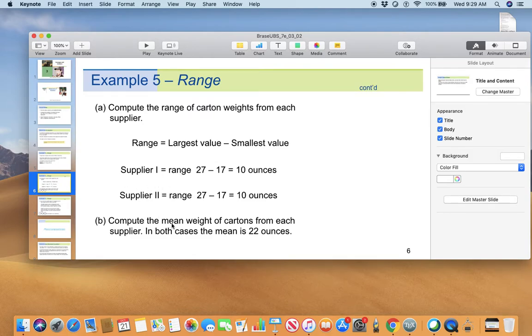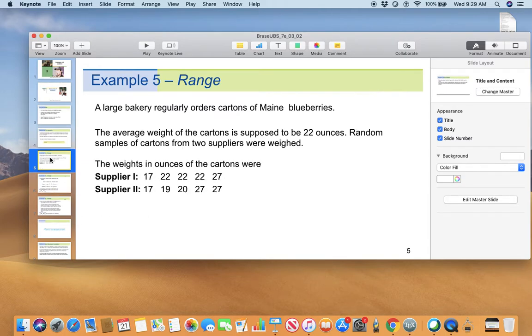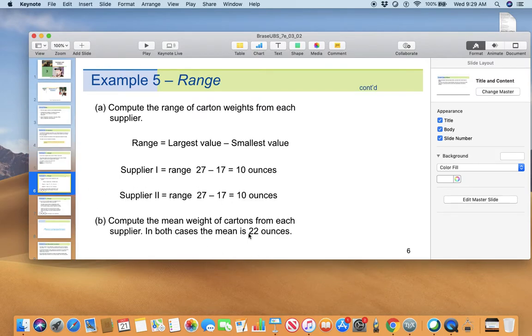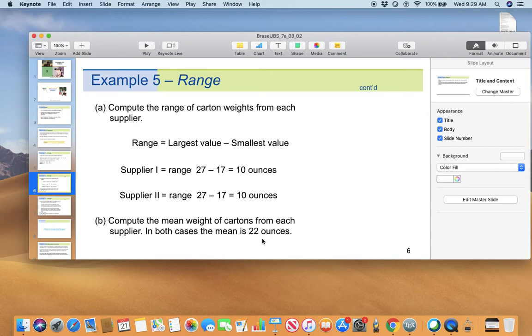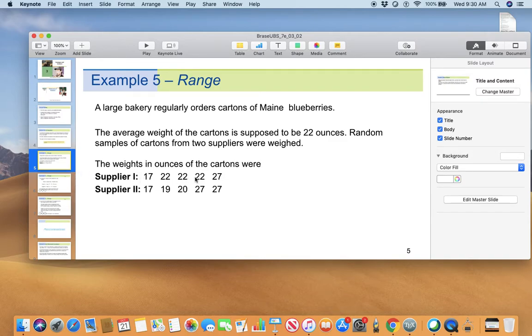Now what about the mean? You add these numbers and divide by 5. Likewise for the other supplier, add all of them and divide by 5. You get 22 again. You can check for yourself: add these numbers, divide by 5, and you should get mean 22. So range is the same, mean is the same. But as you can tell, supplier 1 has more 22s, so there is a mode of 22, whereas supplier 2's mode is 27.